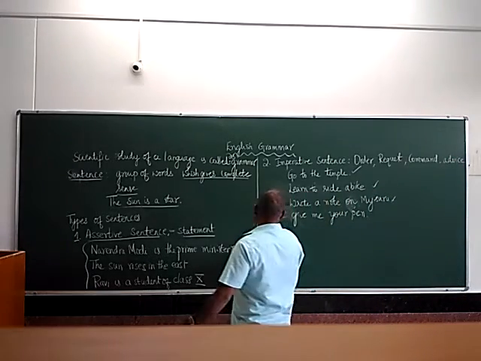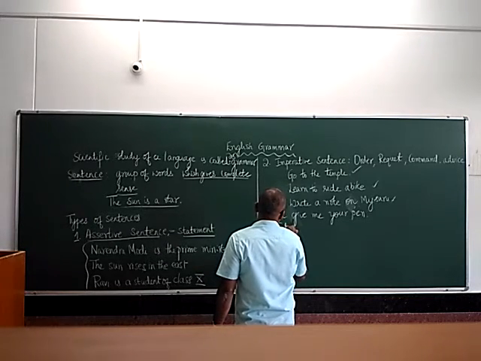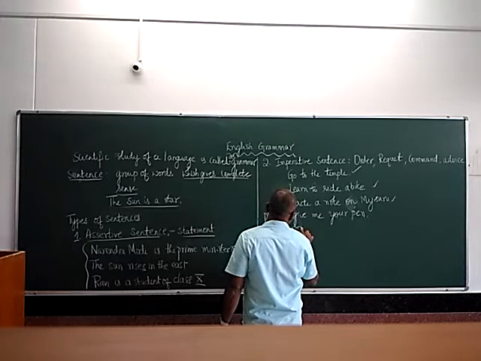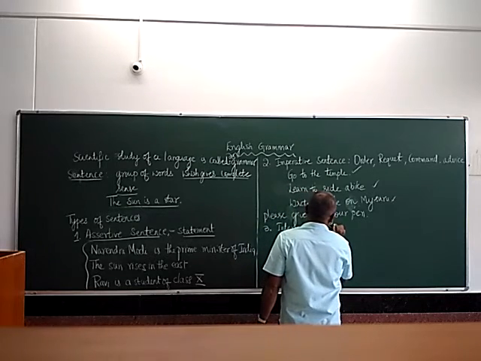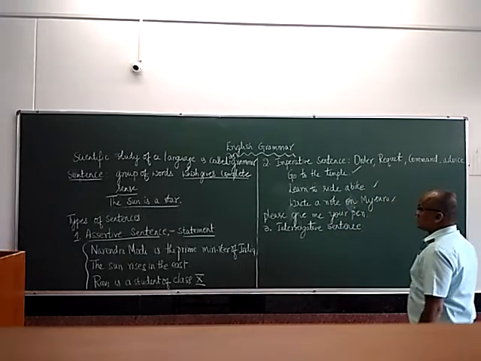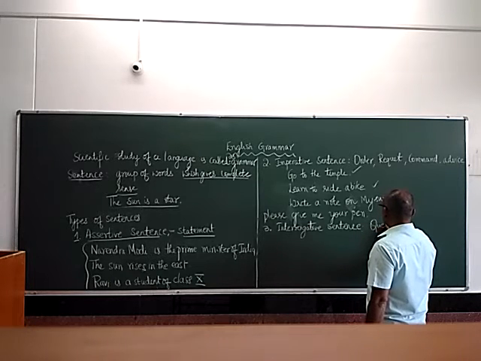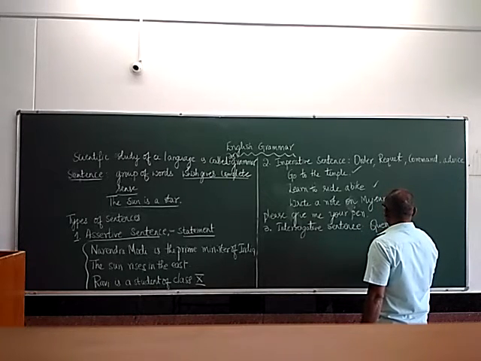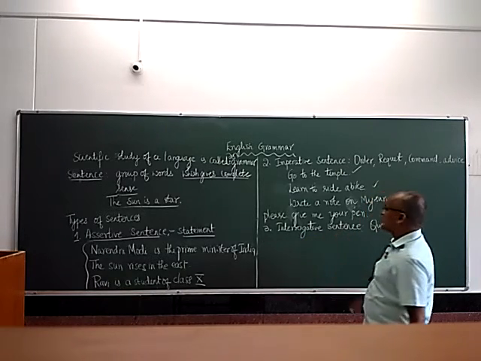What is the next type? That is the third one. That is the interrogative sentence. This is the third type of sentences. These are questions. It is very easy to understand. At the end of your sentence, if you have a question mark, then it is nothing but an interrogative sentence.